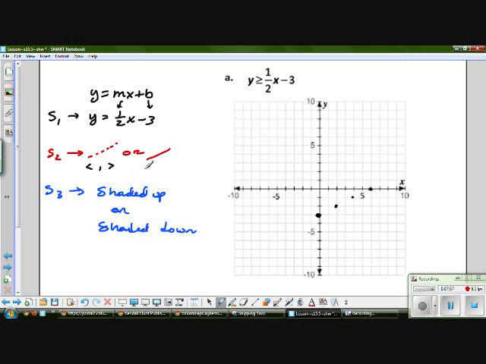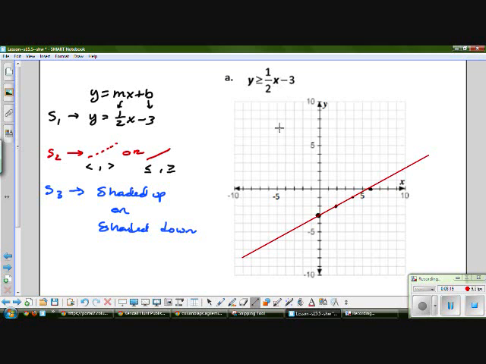It's got the inclusive sign, so let's fill this in with a solid. Bam! Solid. Last part is we have to decide shaded up or shaded down. Well, here's the deal. I want y's that are bigger than 1/2 x minus 3. I want y's bigger than the line, so I'm actually going to shade up. So that's where my answers are going to lie.